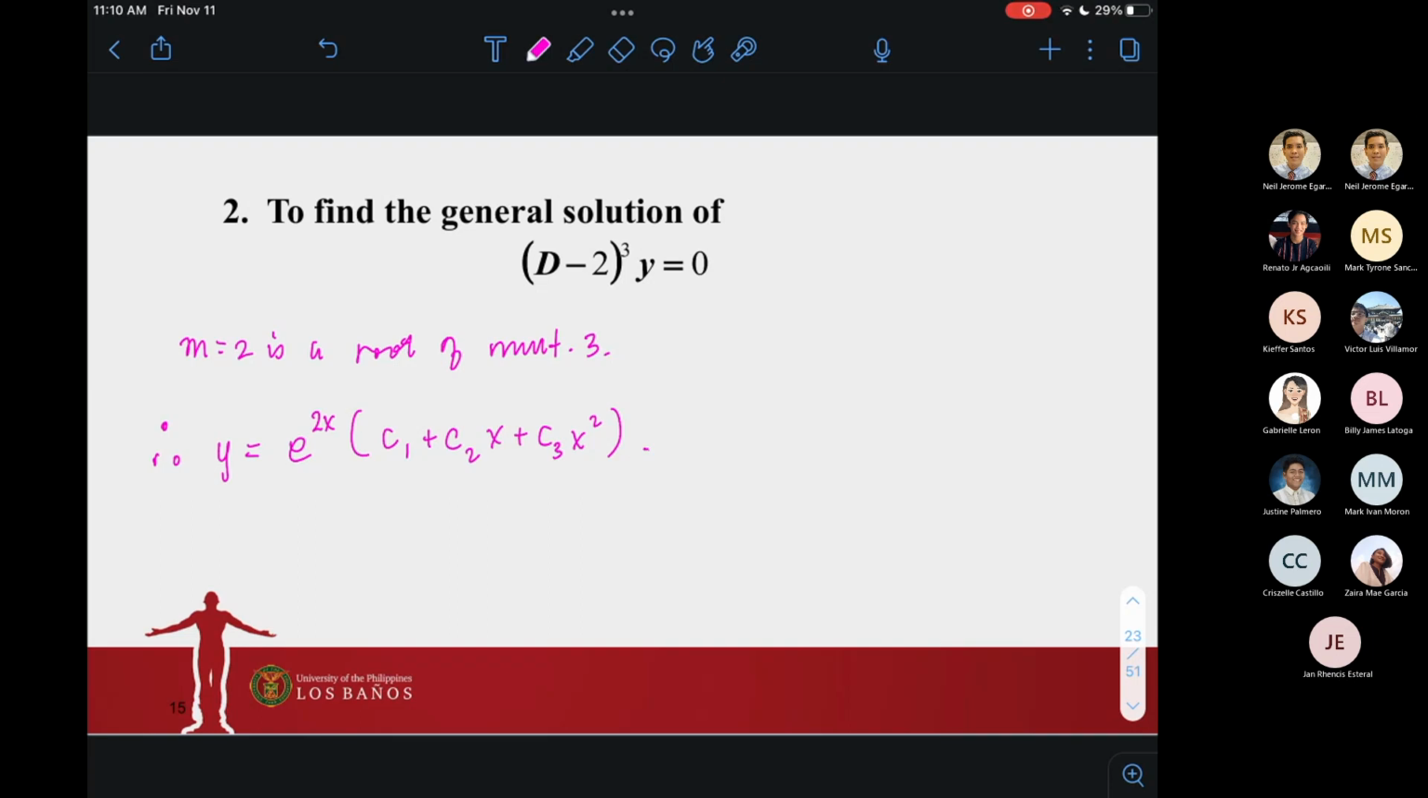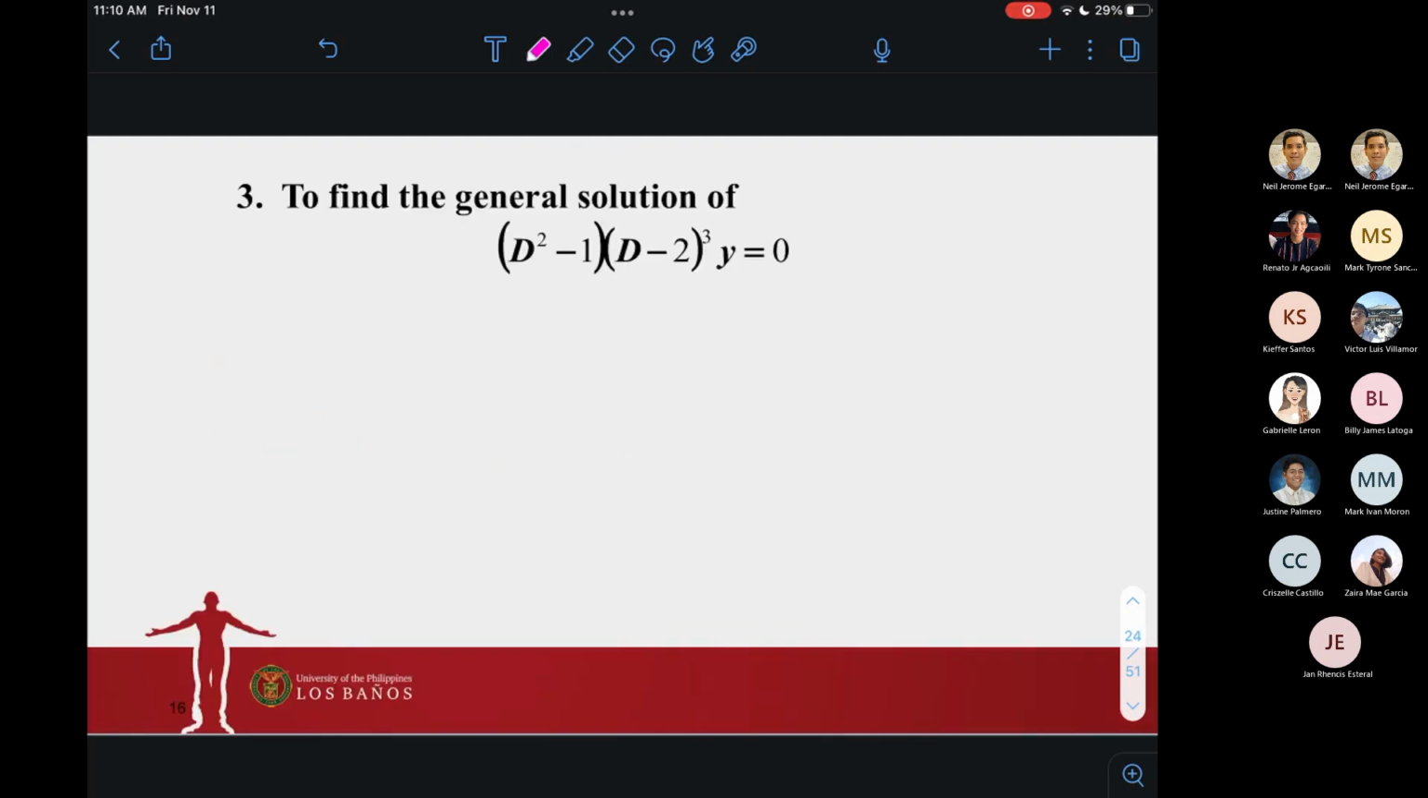Parang ang bilis, no? Ang bilis lang pala mag-solve ng differential equations kapag madaling i-factor yung auxiliary polynomial. And the only requirement here is that the auxiliary polynomial has constant coefficients. Dapat constant lahat ng multipliers dun sa mga derivative operators. The fun thing about these cases ay pwede silang mag-occur side by side with each other. Okay?